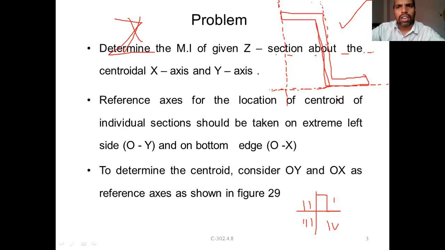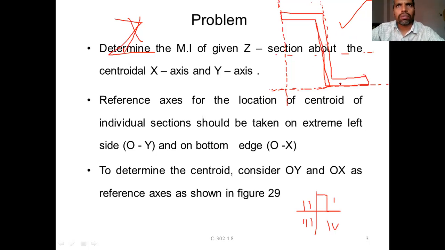Okay, it's not like that. But his point is that some part on the right side and some part on the left side of your axis, if you are taking the right side part as positive, the left side part you have to take as negative. Negative x or negative y, like that.